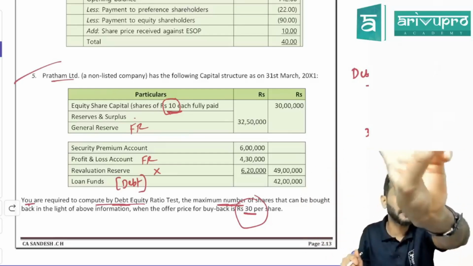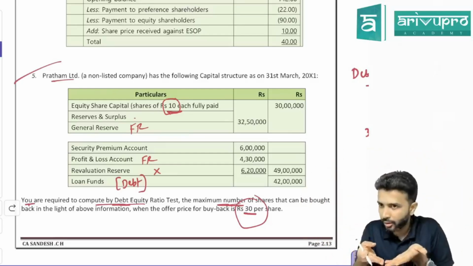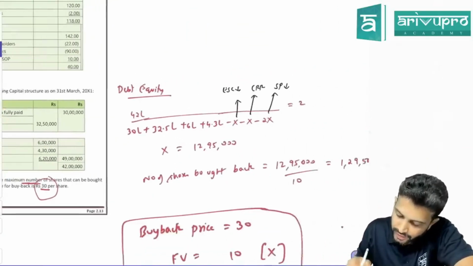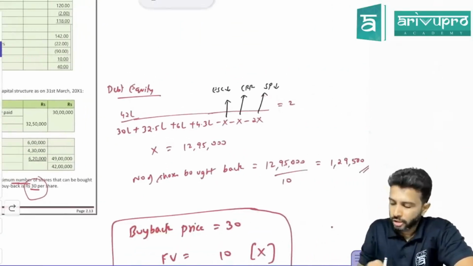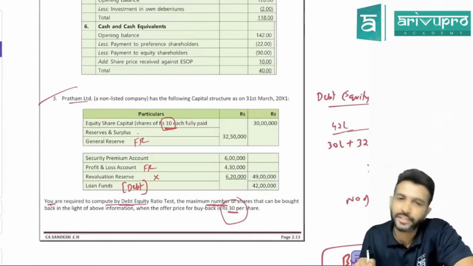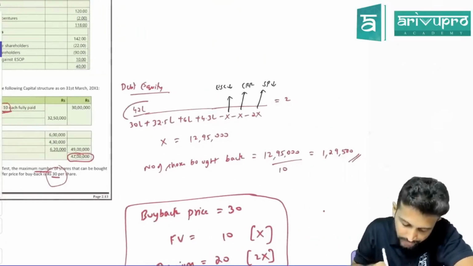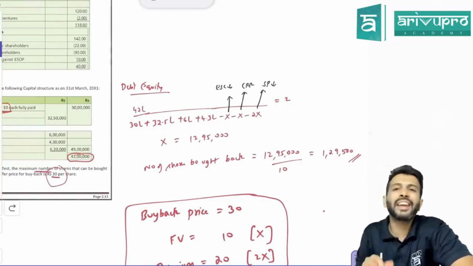Meaning, the maximum it can be is 2. We are trying to find out the maximum buyback only. So we'll do debt divided by equity and equate it with 2. Due to buyback, will debt change or stay the same? Same. How much is the value of debt? 42 lakh. Bring it in the numerator, divided by equity in the denominator.